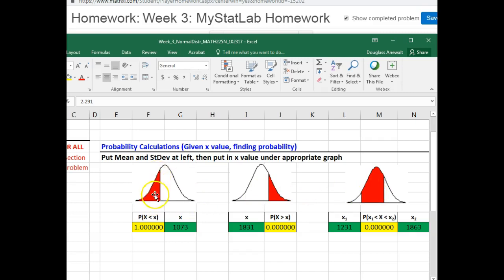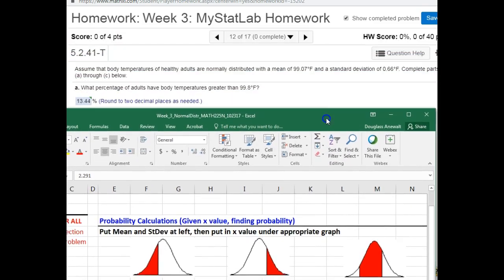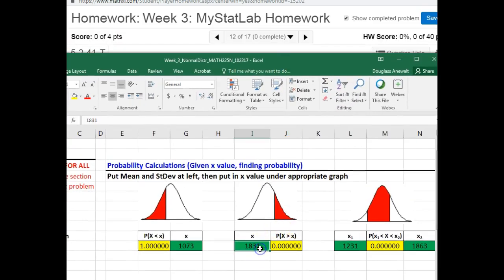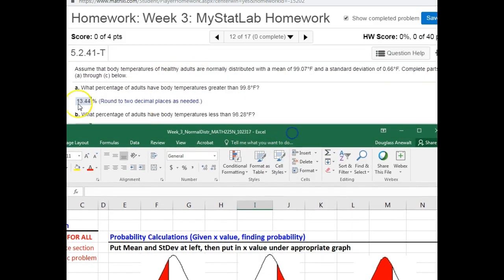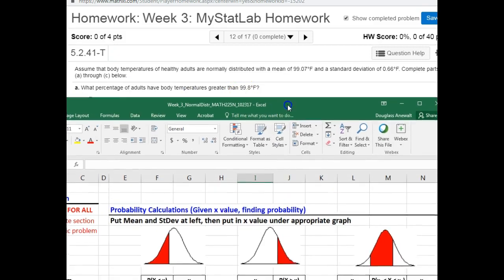This is being less than a certain amount, further to the left of the distribution. This is being greater than a certain amount, further to the right in the distribution. And this is the probability of being in between two different amounts. And so we're looking at 99.8 degrees. We would type that in here and understand the output here is the probability of getting a random healthy adult, that random healthy adult would have a temperature higher than 99.8 degrees Fahrenheit.